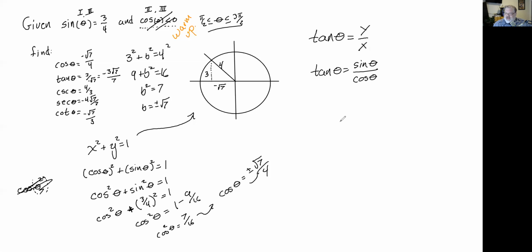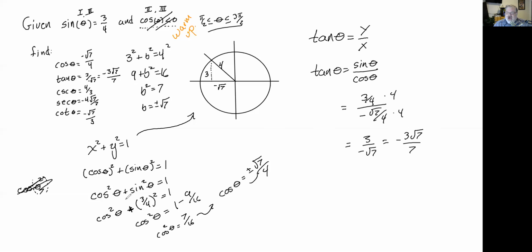So if we wanted to find that tangent and wanted to use what we have down here so far, we could say that it's the sine, the 3/4, divided by the cosine, negative square root of 7 over 4. Multiply those by 4 to clear out the fourths. So 3 over negative square root of 7. And that's the same thing we got here before we cleaned it up to negative 3 square root of 7 over 7. So yes, you could use those identities to find all of these, and then use the reciprocal identities to find those.